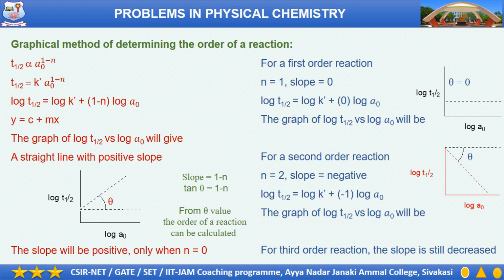The slope is nothing but tan theta. Therefore, tan theta is equal to 1 minus n. So if you know the theta value, you can calculate the order of the reaction. The problem will be asked in this way. Take down the problem.